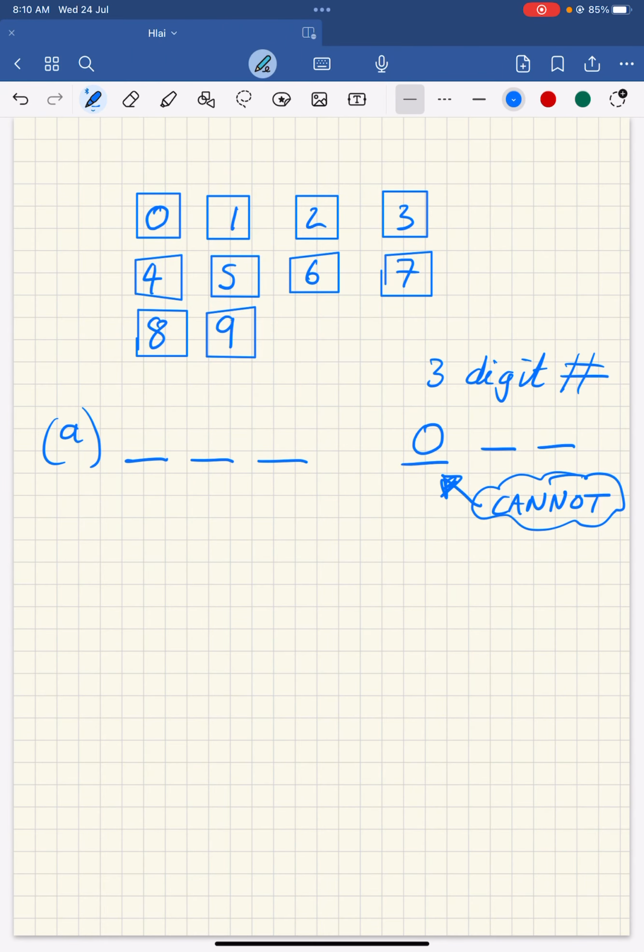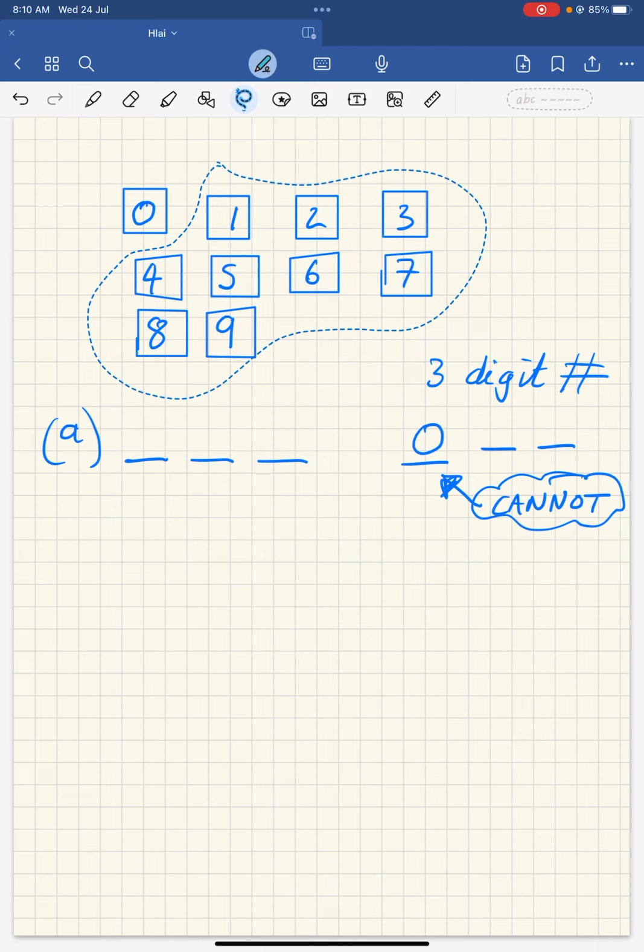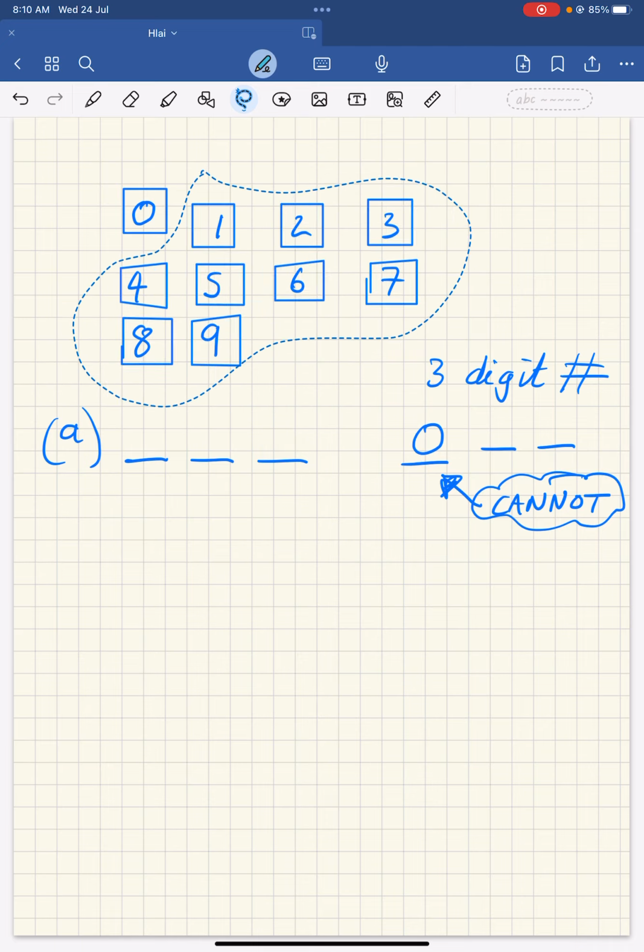Okay, so this is an interesting question. It's talking about how many different three-digit numbers we can make, and we can only use those digits once. And so it's nice to have a little picture, right? Now, of course, we can't put that 0 here because three-digit numbers don't start with 0, okay? So we can put any one of these in that first position, okay?